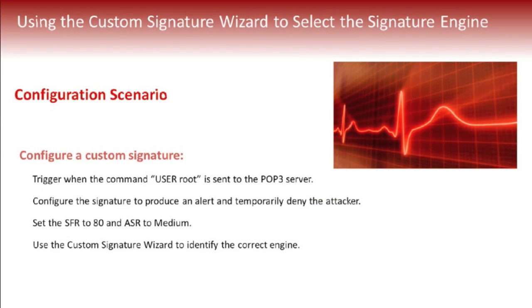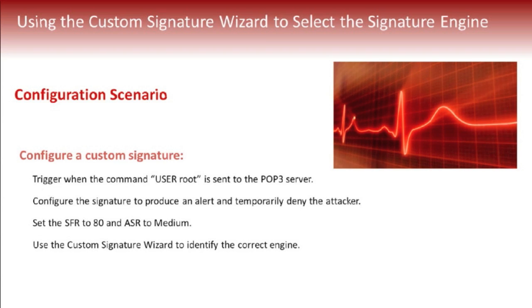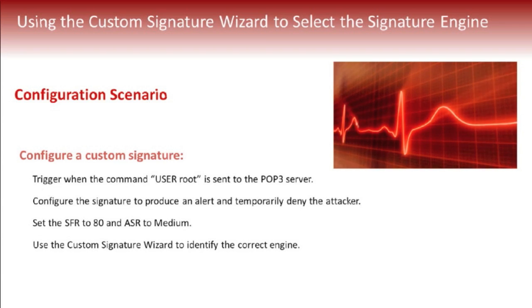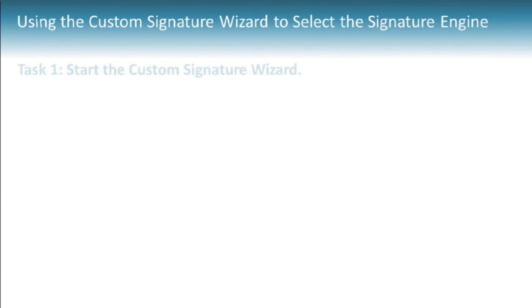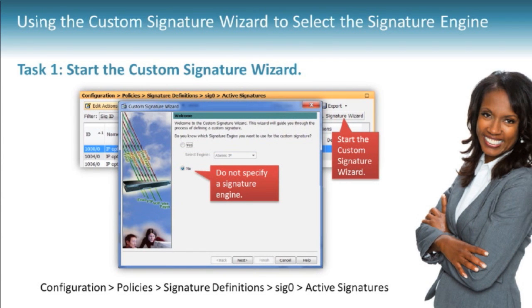So here we want to trigger whenever the command user root is sent to the POP3 server. This should produce an alert and it should do intrusion prevention. We want to set the signature fidelity rating to 80 and the attack severity rating to medium, and we want to use the custom signature wizard in order to identify the correct engine. All right, so here we go. We start the wizard, and we say, no, we don't know what engine to use. Help us select an engine.